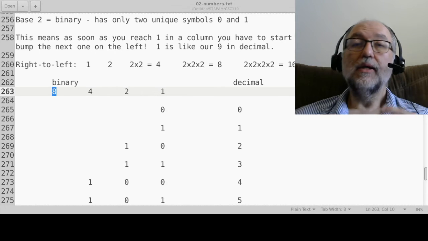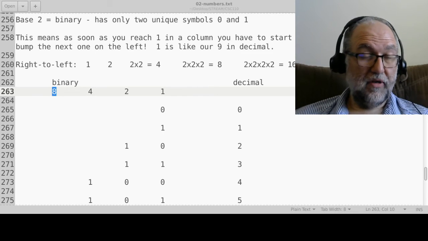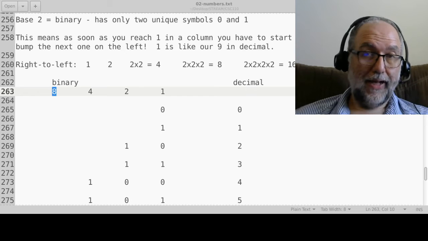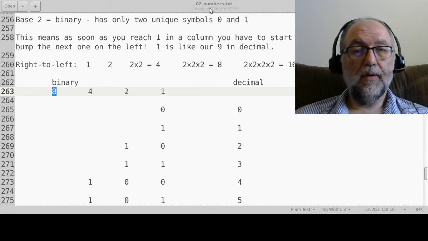What would the next one be? 16. Then after that, 32. Then after that, 64, 128, and so on. Okay, so getting bigger and bigger and bigger.